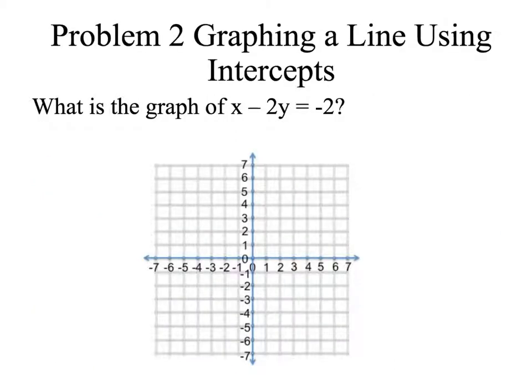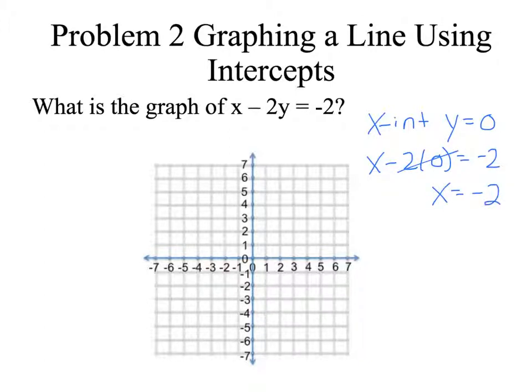Okay, so if we have to graph this equation right here, x minus 2y equals negative 2, we could put it in slope-intercept form, and we could graph it that way, or we could find the x-intercept. So let's find the x-intercept. That's when y equals 0. So we have x minus 2 times 0 equals negative 2. 2 times 0 cancels out, and we have x equals negative 2. So the x-intercept, where this line is going to cross the x-axis, is right here at negative 2.